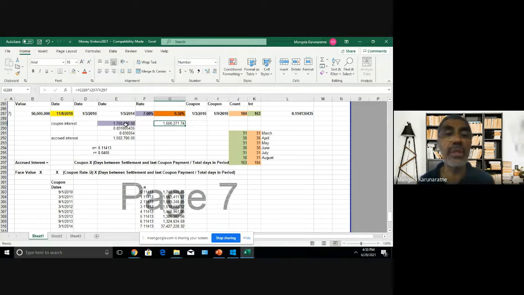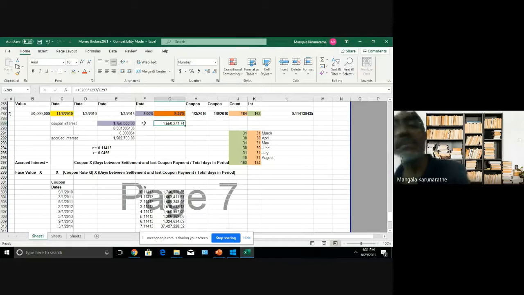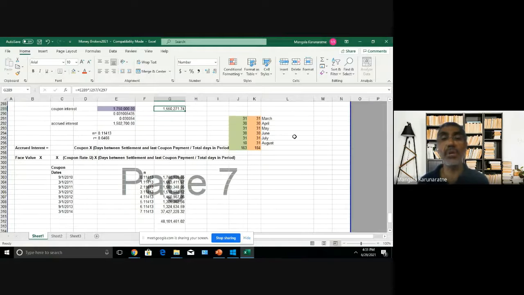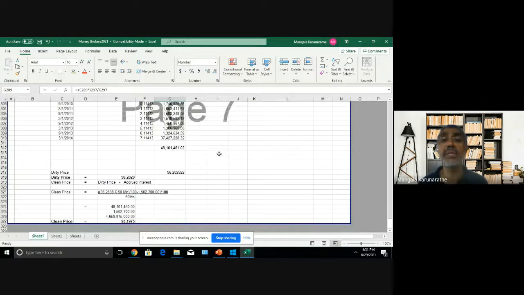But now to get this, there's another part. To get this 1.750, you have to multiply 50 million by 7%, or rather, we can say 3.5%. That is 3.5 divided by 100, right? Into 163 divided by 184. So I will do this calculation here somewhere.